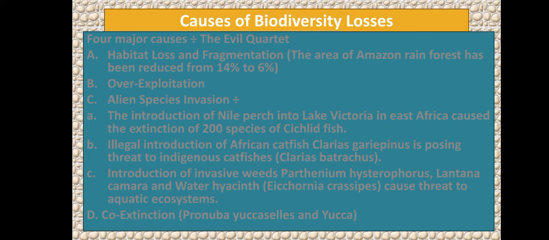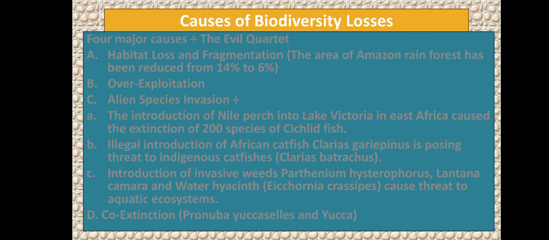Introduction of invasive weeds, Parthenium hysterophorus, Lantana camara, and water hyacinth Eichhornia crassipes causes a threat to the aquatic ecosystem in India. And number four, the cause of biodiversity loss, that is co-extinction, for example Pronuba yuccasella and Yucca.